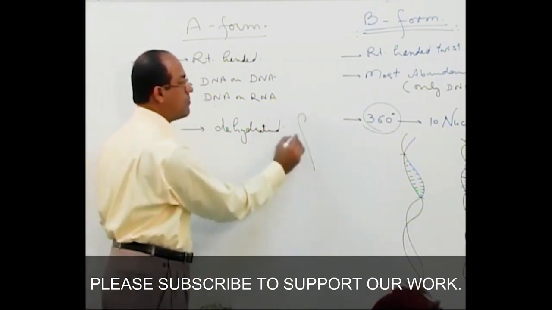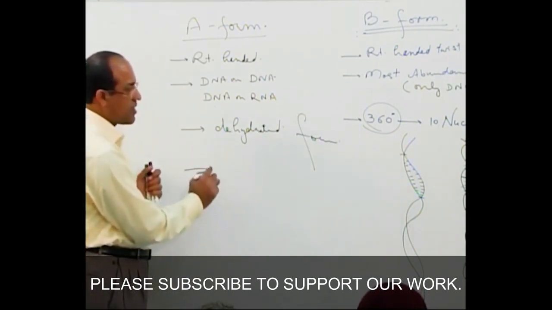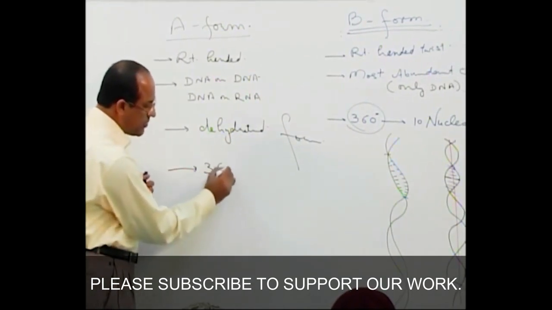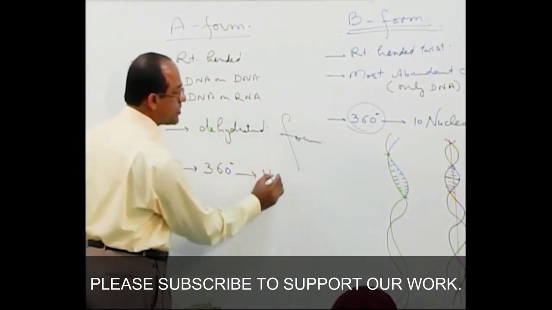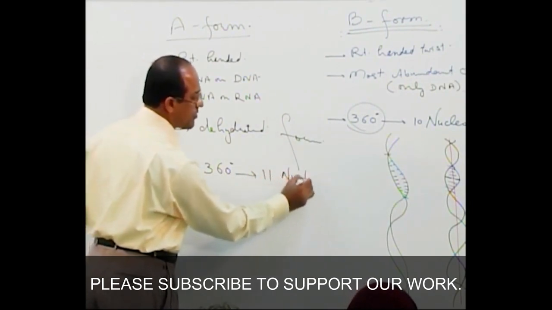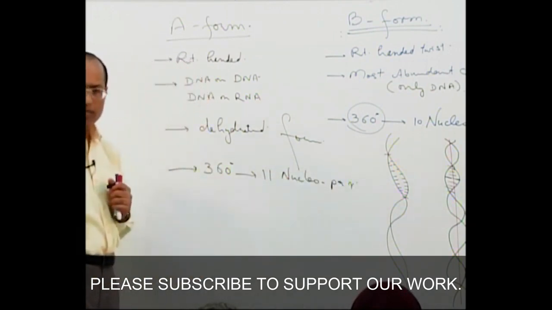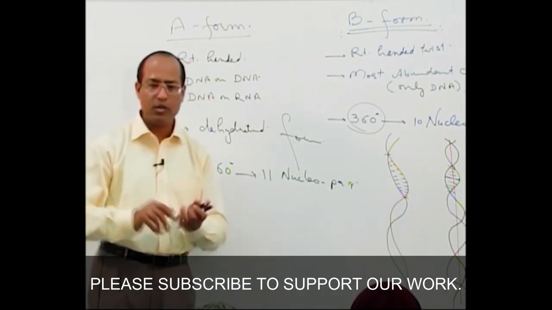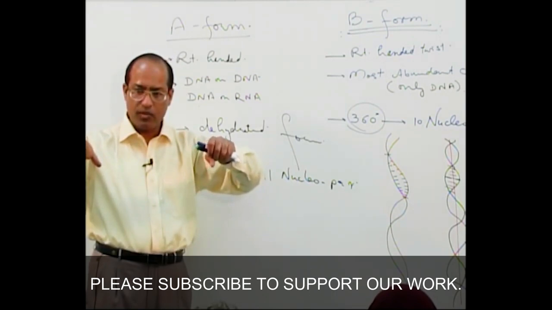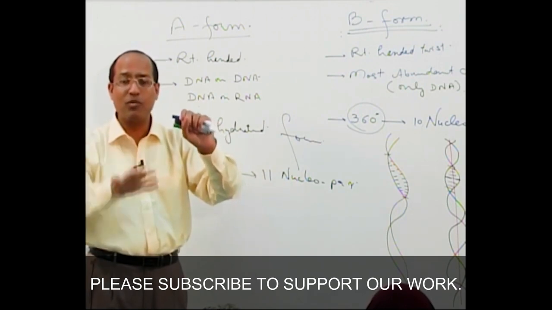Dehydrated form. And in this form, twists are slightly different, and per 360 degree, there are 11 base pairs, nucleotide pairs. Do you think now they can remain perpendicular? You just imagine when you have a towel, right? You twist in such a way, you make B form, you make it a little tight, it will become A form, and some water will go out.